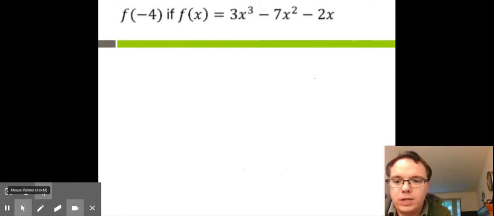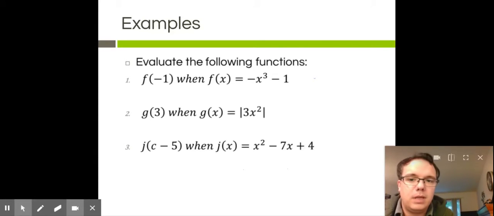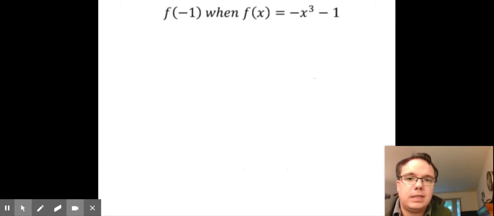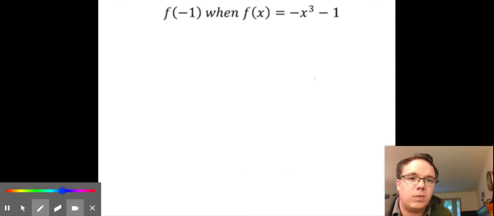All right, so all I have left for you are some examples. So we're going to do these 3 examples in detail, and then that would have been the lesson for the day. So the first example is f of negative 1 when f of x equals negative x cubed minus 1.